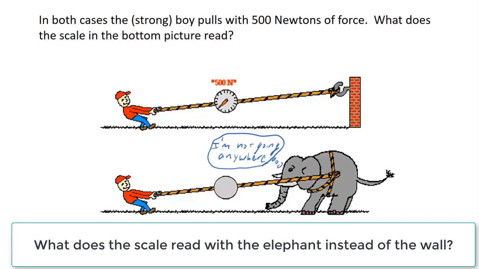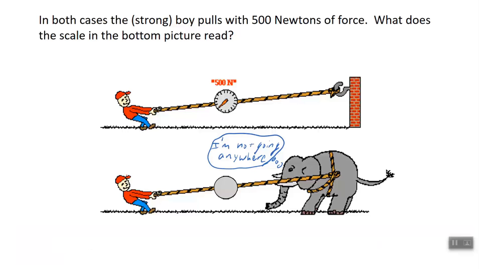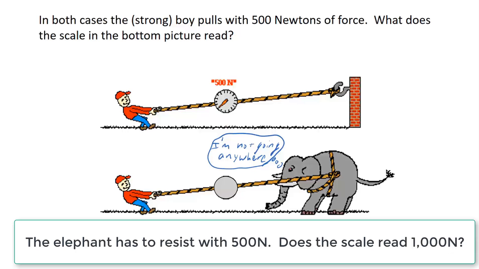Does it read 500 newtons? The kid pulls just as hard. The boy pulls with 500 newtons in either case. So what does the scale read when the elephant is putting up a fuss and refusing to get dragged along? Why don't you stop for a minute and think about it. Pause the video if you need to.